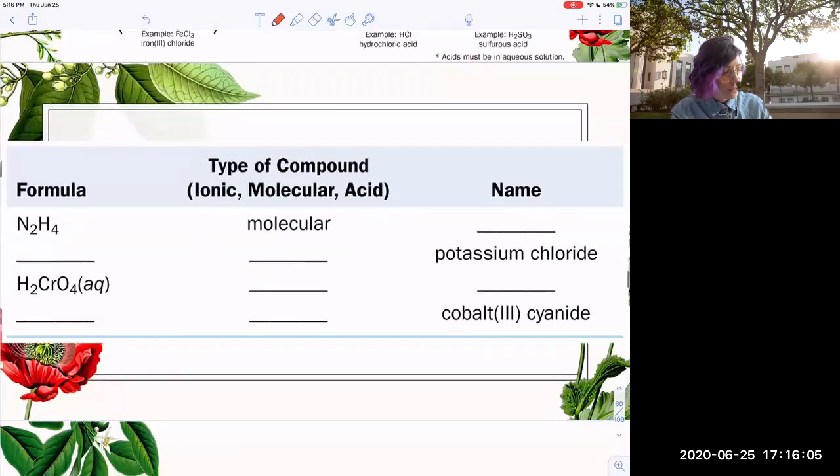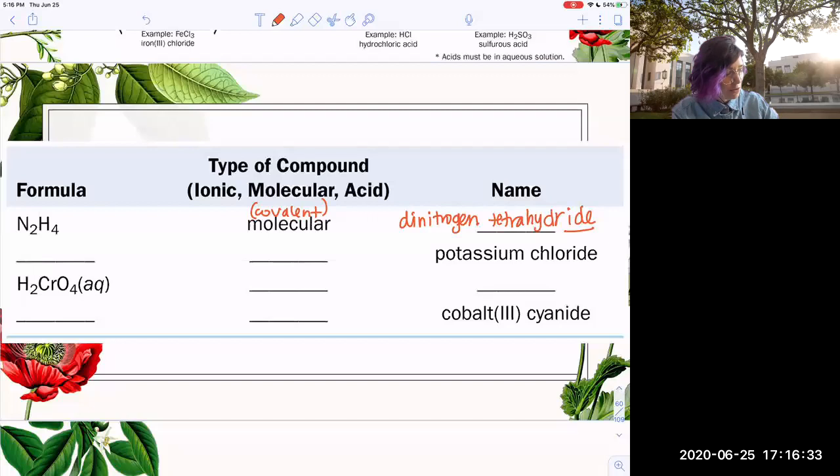So let's do a little bit of practice, a mixed practice. So try to fill in these blanks. So this is covalent or molecular. So that means I'm not going to do anything fancy with it. I'm just going to say what it is. How many N's are there? 2. Dinitrogen. How many H's are there? 4. Tetra. Hydrogen turns into hydride with that IDE ending there.